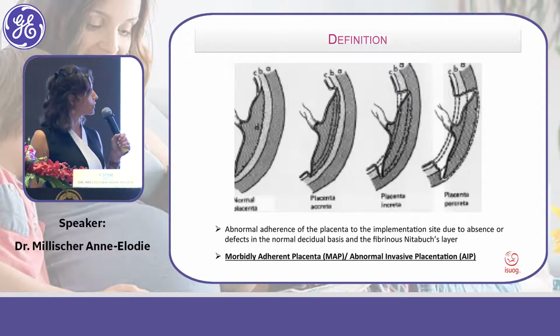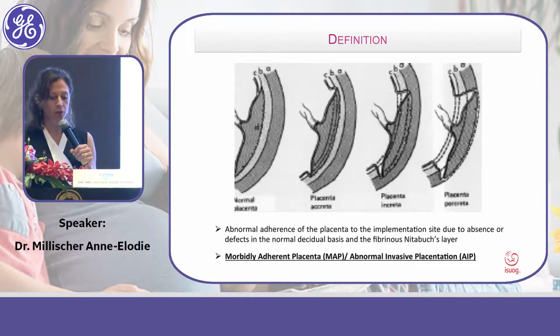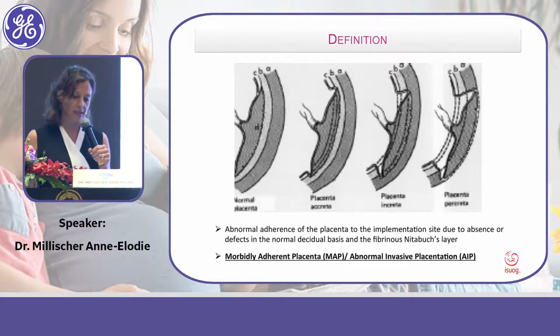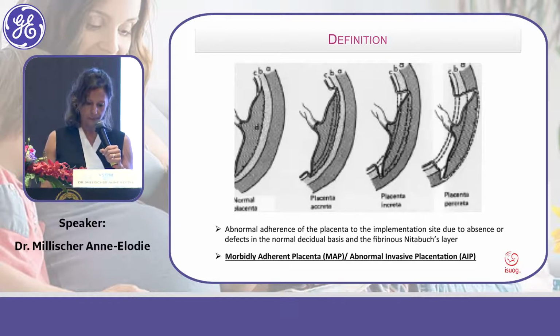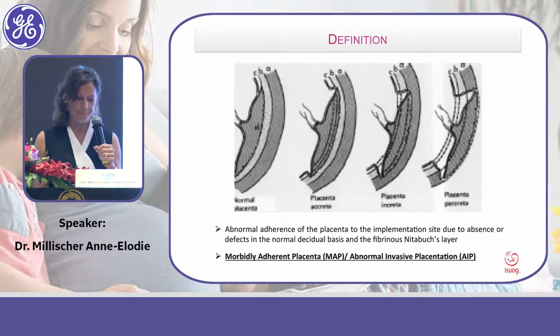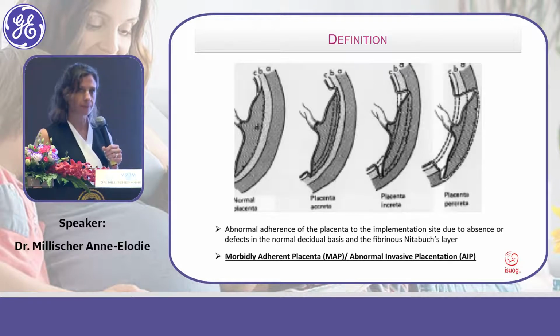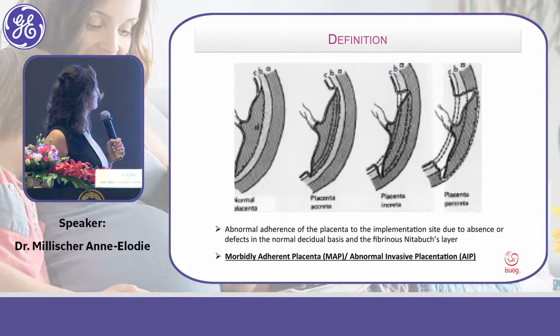myometrium and cross the serosa in order to invade other organs, and the most frequent organ which is invaded is the bladder. Và cái thể nặng nhất trong cái nhau bám chặt đó là cái thể Percreta, nó sẽ xâm lấn vào cái lớp thanh mạc và xâm lấn ra tới các cơ quan khác, và thường là sẽ xâm lấn tới bàng quang.